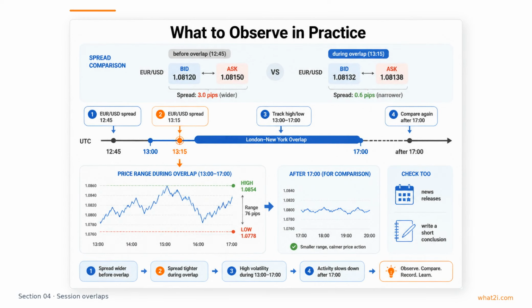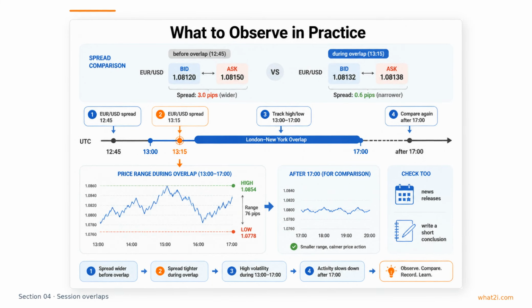A simple observation exercise can make overlap behavior much easier to understand. Record the EUR/USD spread at 12:45 UTC before the overlap is fully active, and then record it again at 13:15 UTC. Track the session high and low between 13:00 and 17:00 UTC so you can see how much movement the overlap actually produced.